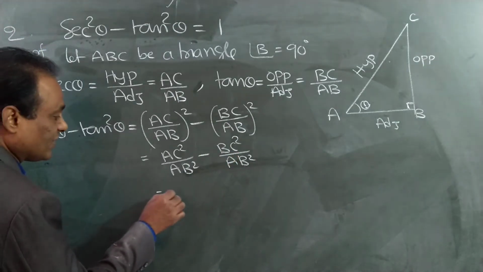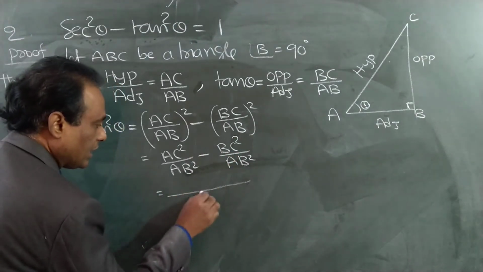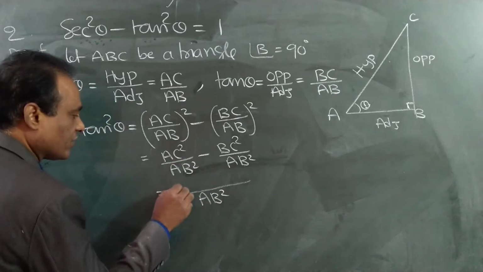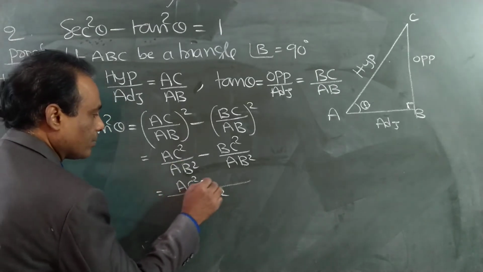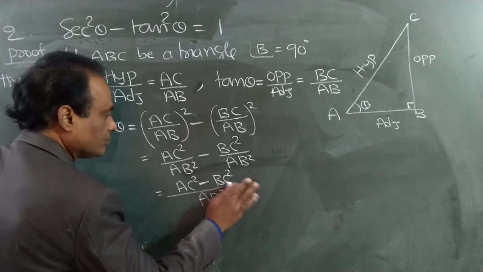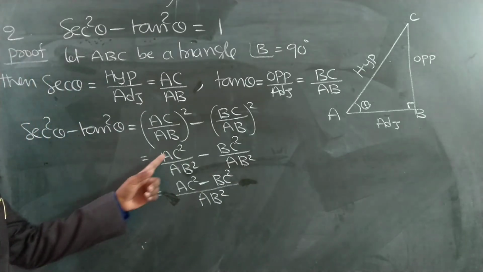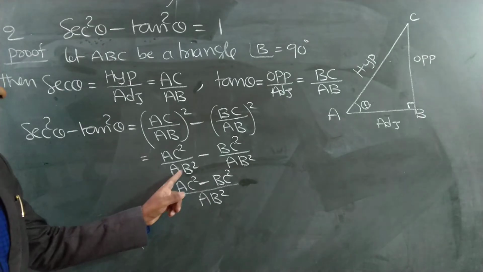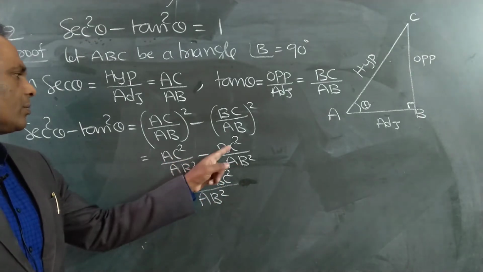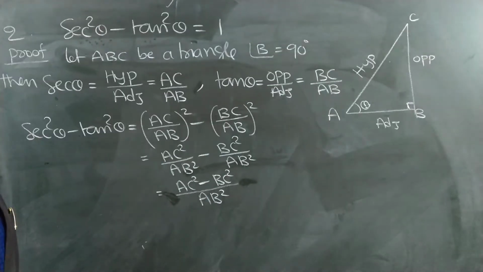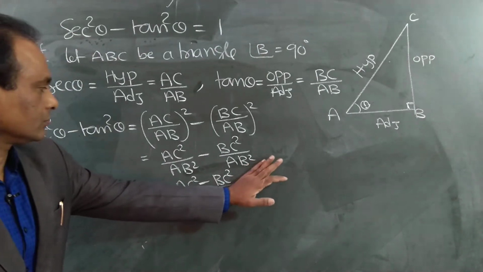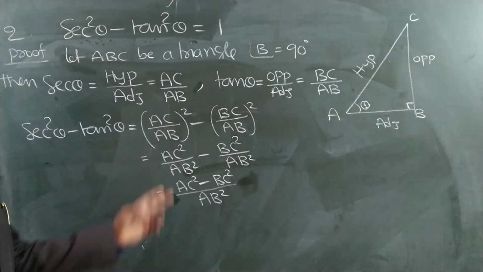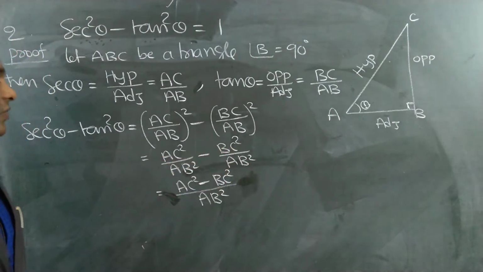What is the LCM? AB square is the LCM. What is the numerator? AC square minus BC square. So it is AC square minus BC square, by AB square.